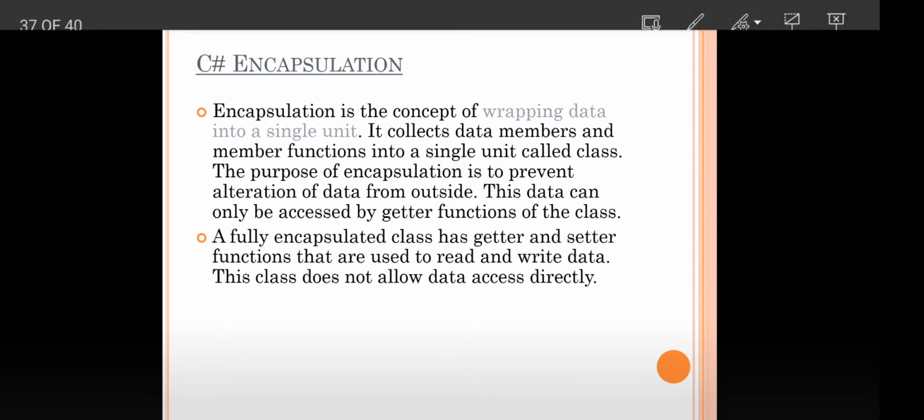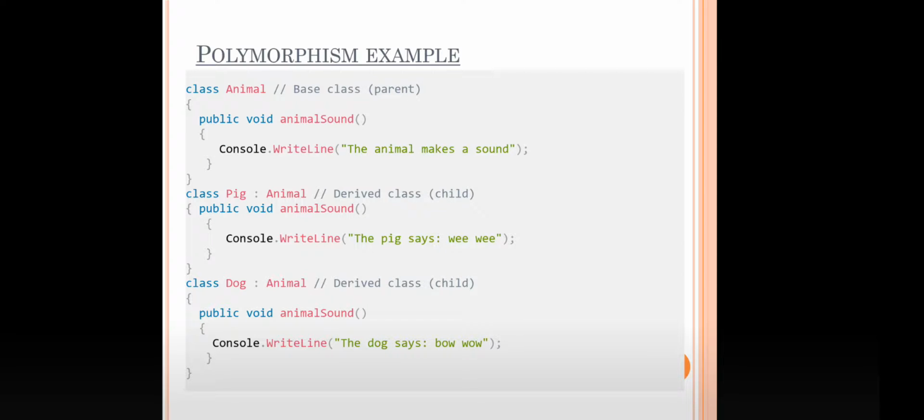Here's one example about it. You can check it. The class name is Animal, and its method is AnimalSound, which prints "The animal makes a sound." Then the class named Pig is inherited from Animal, with the same method name AnimalSound, which says "The pig says wee." Then the class named Dog is inherited from Animal, and the method name is the same for all three classes.